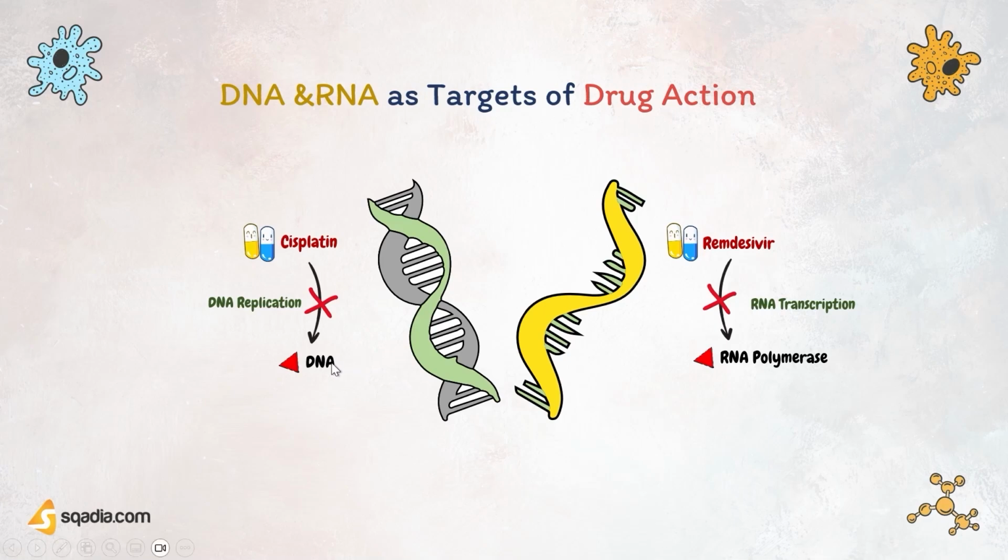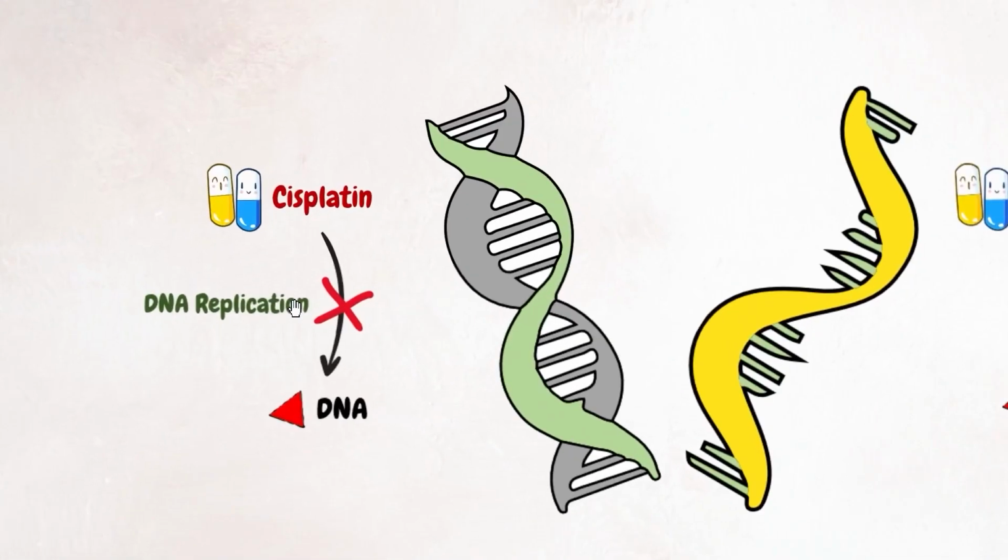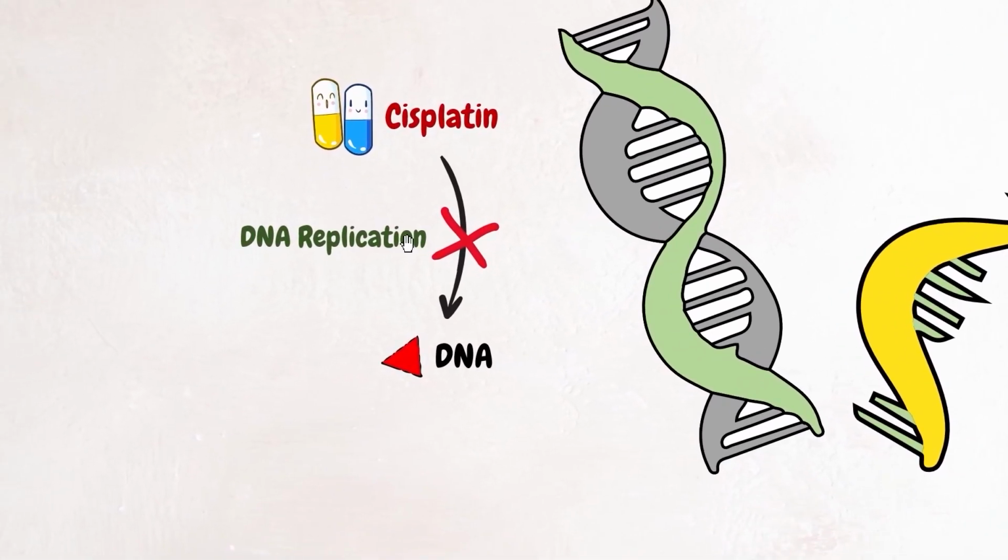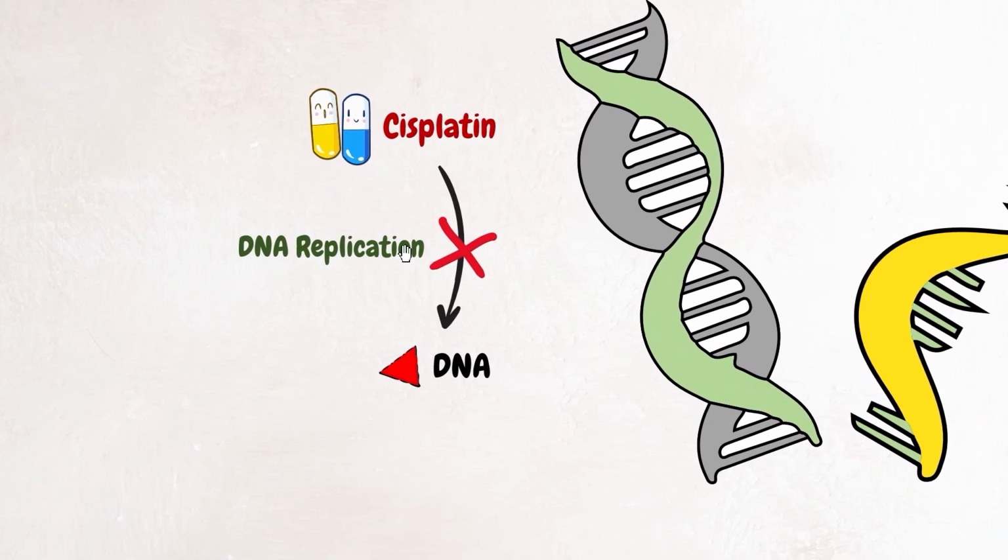Now, the drugs that target DNA and RNA can modulate their activity in a variety of ways. For example, drugs that inhibit DNA synthesis can prevent the replication of cancer cells, leading to cell death and tumor regression. One example of such a drug is cisplatin, which binds to the DNA and inhibits DNA replication and is used to treat various types of cancer.